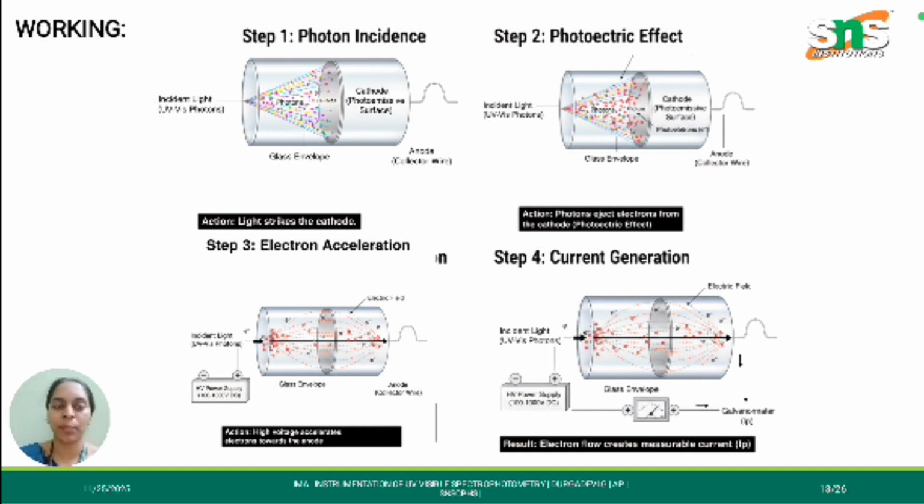And the third step is electron acceleration. The electrons will be accelerated because the high voltage accelerates the electrons towards the anode. And the last step is current generation. After the electrons reach the anode, a potential difference will be generated, that will be measured in the form of current.